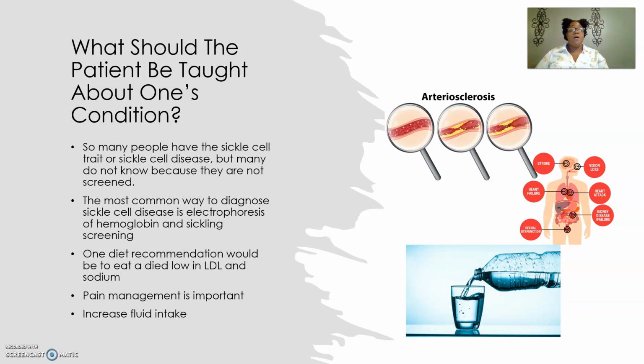But the main thing also to focus on is being screened, because so many people have either the sickle cell trait or the sickle cell gene, and they don't know about it because they aren't screened. And whenever you go to reproduce, this is a main factor, because as I expressed in the Punnett squares in the previous slides, if you have two parents that are carriers, that means you have a 25% chance of having a child that can have sickle cell disease.